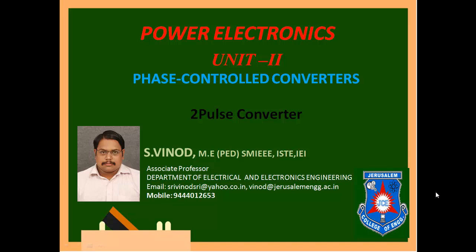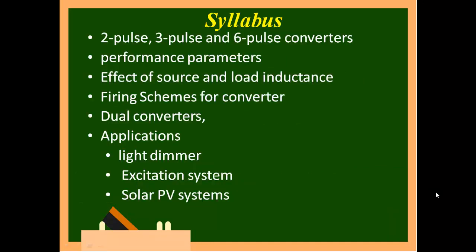So, let us start with unit number 2. Unit number 2 is phase controlled converters, and for today's class we will discuss the 2 pulse converter. The syllabus for unit number 2 is 2 pulse, 3 pulse and 6 pulse converters and their performance parameters. We will compare how the performance changes when you go for 2 pulse, 3 pulse and 6 pulse. Then the effect of source and load side impedance we will discuss. Then various firing schemes for the converter we will discuss.